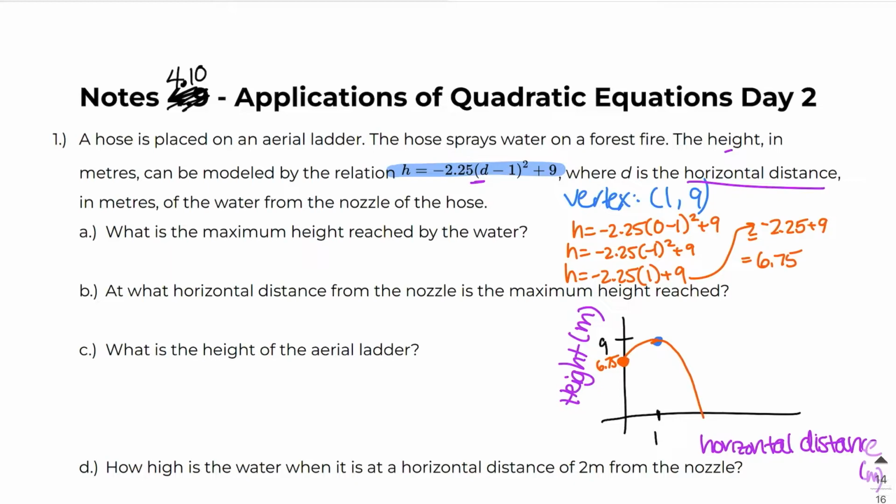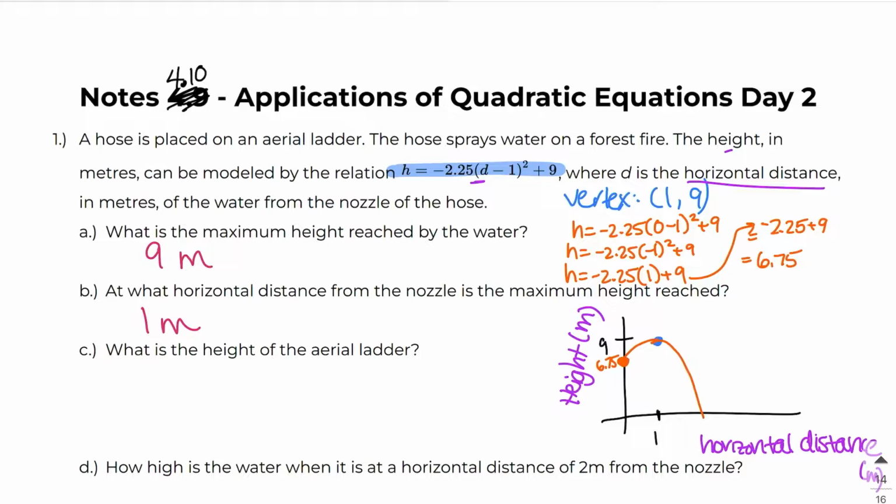Question A says, what is the maximum height reached by the water? If I take a look at this right here, the maximum height that the water reaches is 9, so 9 meters. Then it says, at what horizontal distance from the nozzle is the maximum height reached? So where does it cross horizontally? We know that the horizontal distance right here is going to be 1. This has gone over by 1 as it reaches its highest point. So here the answer is 1 meter.